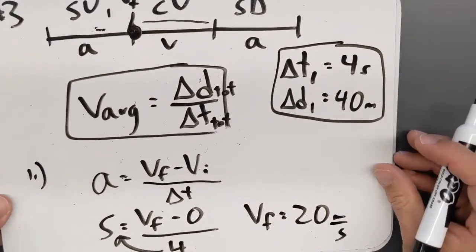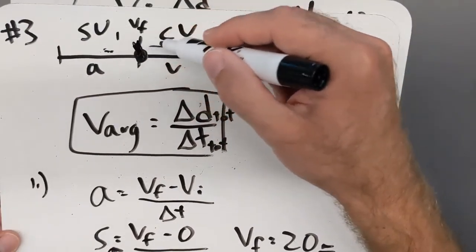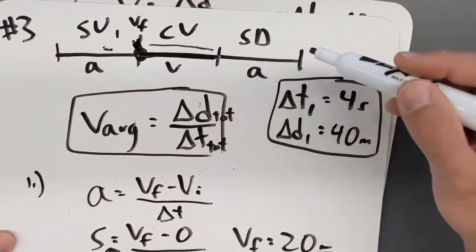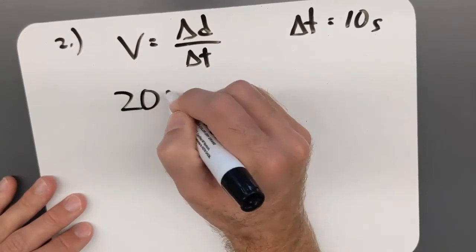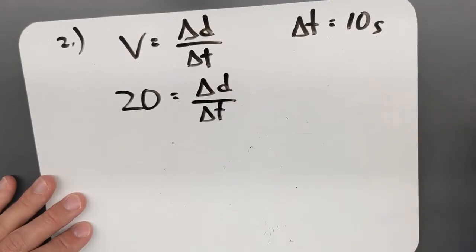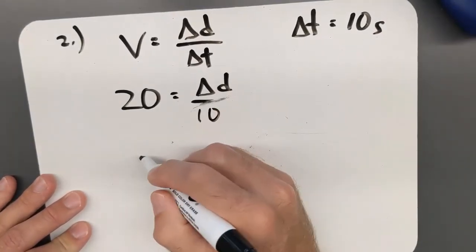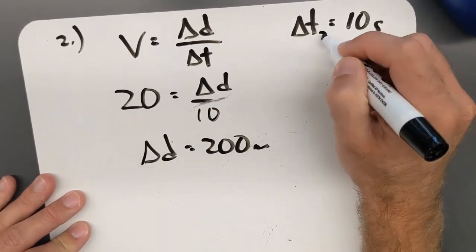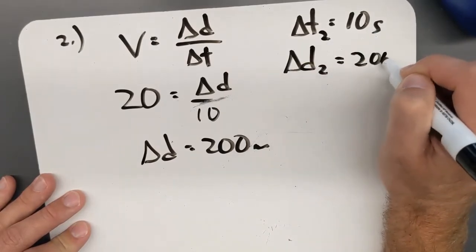That allows me to now, so remember, he reached 20 meters per second at this point, and therefore he stays at 20 meters per second for the whole next time he's cruising. Switch over to here. I can now plug this in as 20. I have a time of 10 seconds. And my delta D is now 200 meters. So my second time is 10 seconds. My second distance is 200 meters.